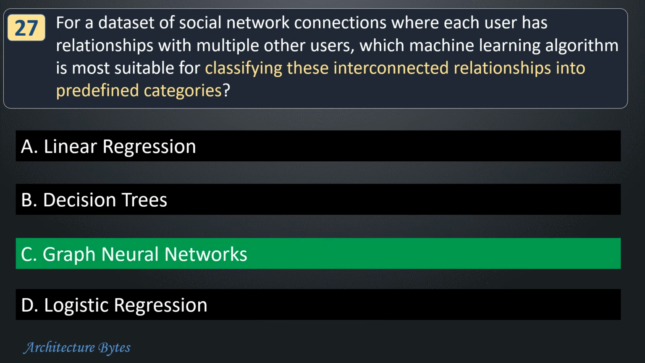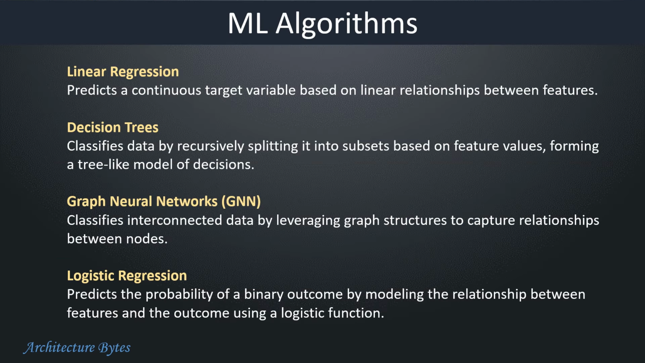Option C, graph neural networks, is the right answer here. Linear regression predicts a continuous target variable based on linear relationships between features. Decision trees classify data by recursively splitting it into subsets based on feature values, forming a tree-like model of decisions. Graph neural networks classify interconnected data by leveraging graph structures to capture relationships between nodes. Logistic regression predicts the probability of a binary outcome by modeling the relationship between features and the outcome using a logistic function.